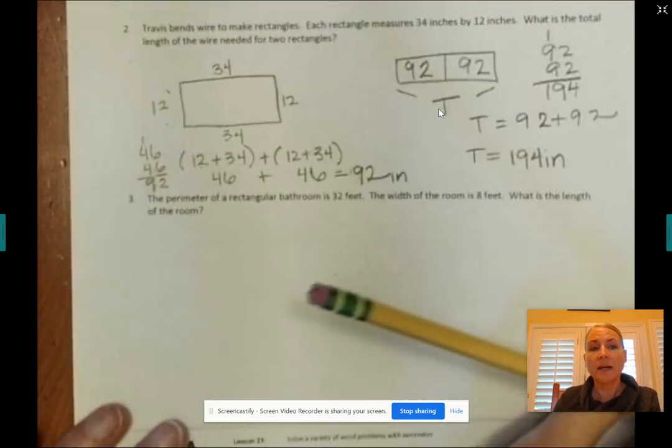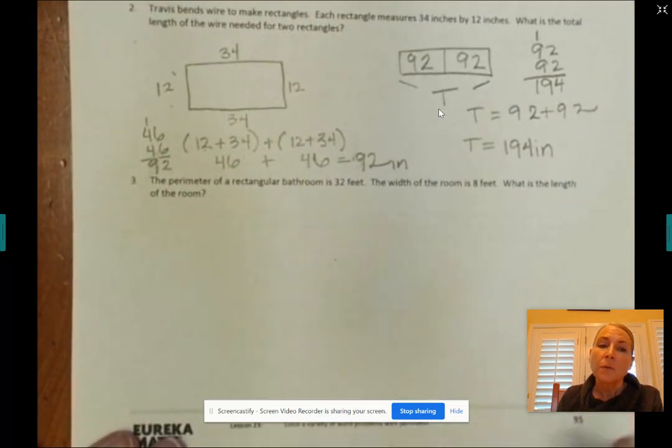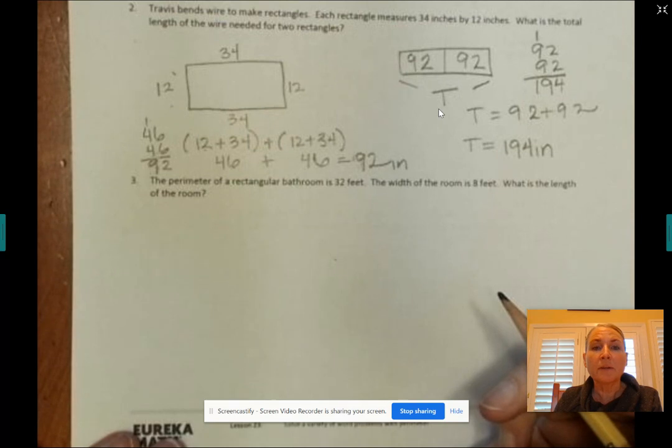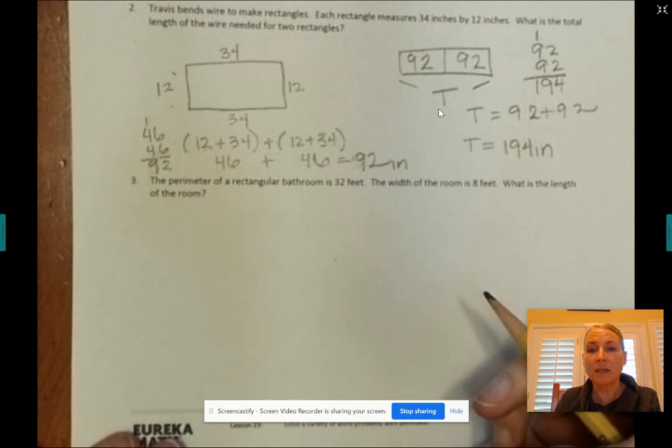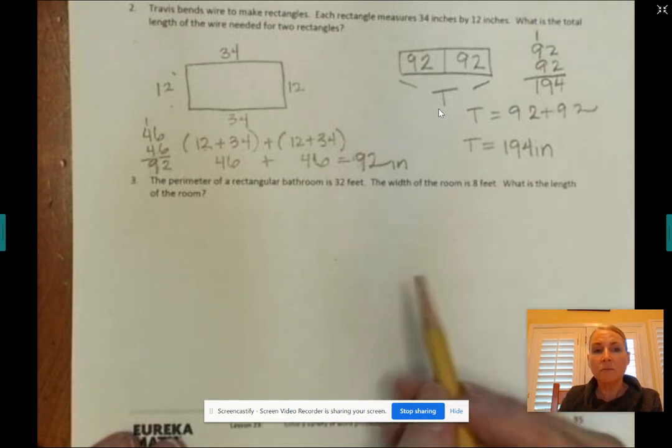Continuing on down to number 3, we have the perimeter of a rectangular bathroom is 32 feet. The width of the room is 8 feet. What is the length of the room?